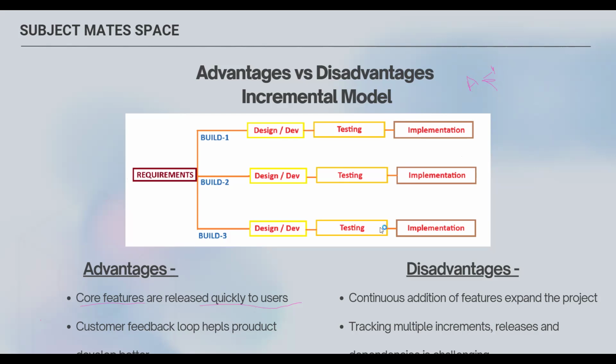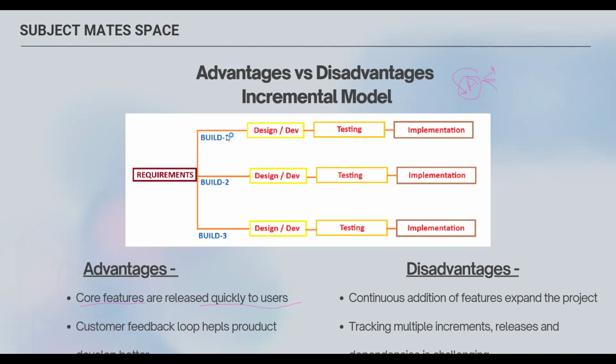Next, it also helps with customer feedback, meaning the customer, the client, will give you feedback about your product, about the features which you have developed, and you're going to do it again. Now, this is the advantage. Customer feedback is an advantage, but it is also a disadvantage.